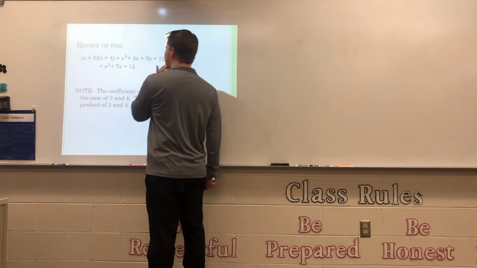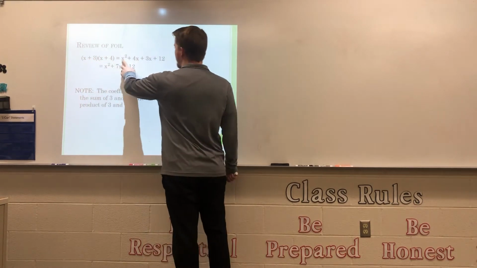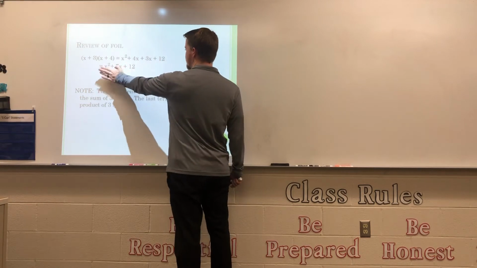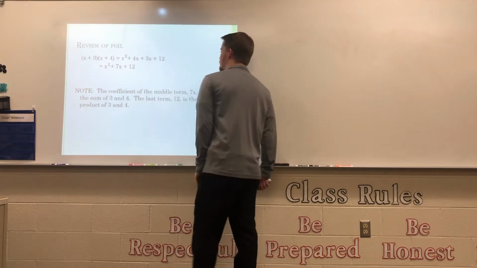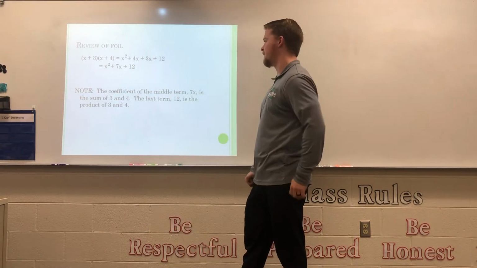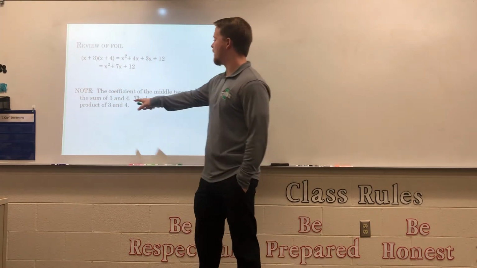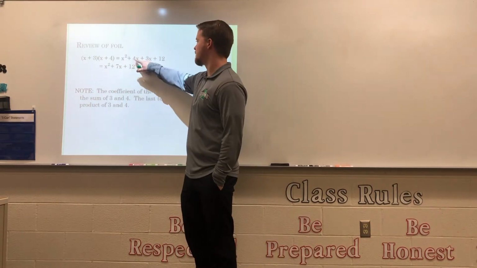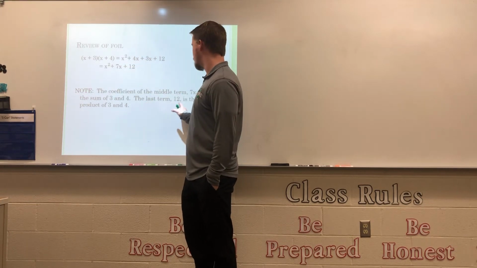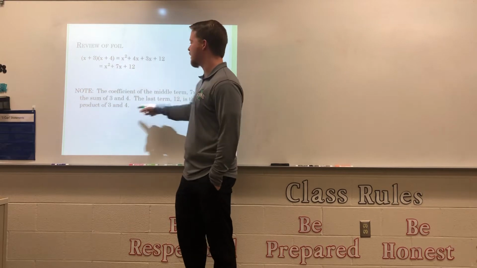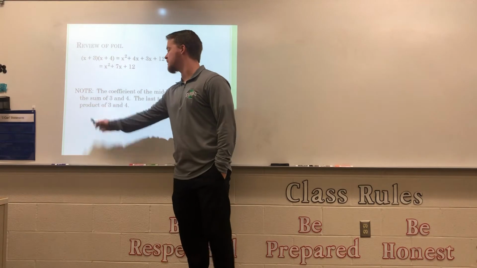They would give us something like this, x plus 3 times x plus 4. We would FOIL it, combine like terms, and get x squared plus 7x plus 12. Note, the coefficient of the middle term, 7x, is the sum of 3 and 4, because 3 plus 4 is how we got 7. The last term, 12, is the product of 3 and 4. So sum is addition, product is multiplication.